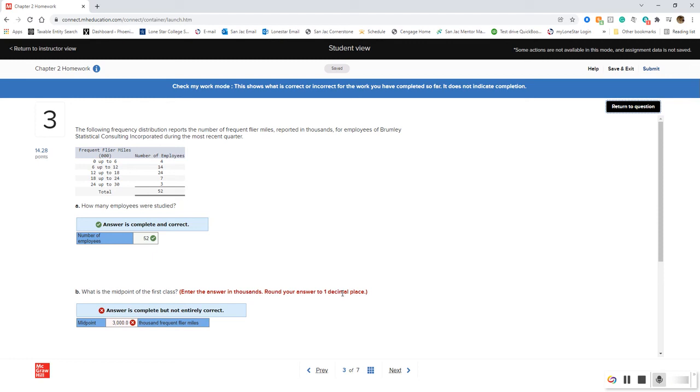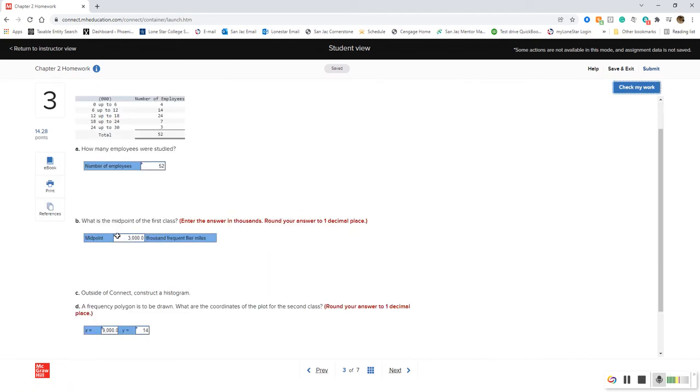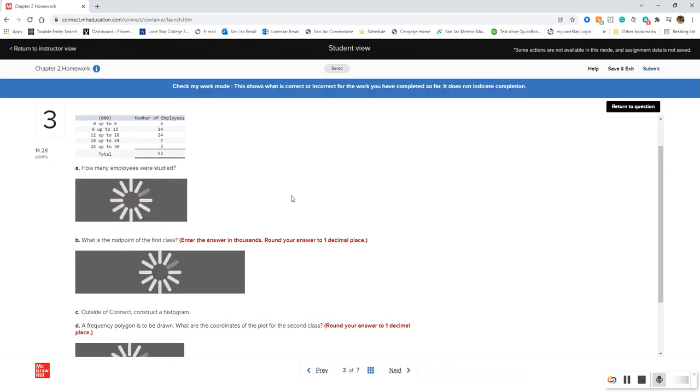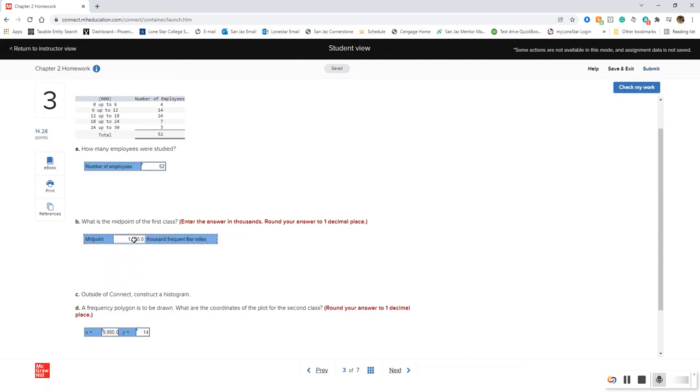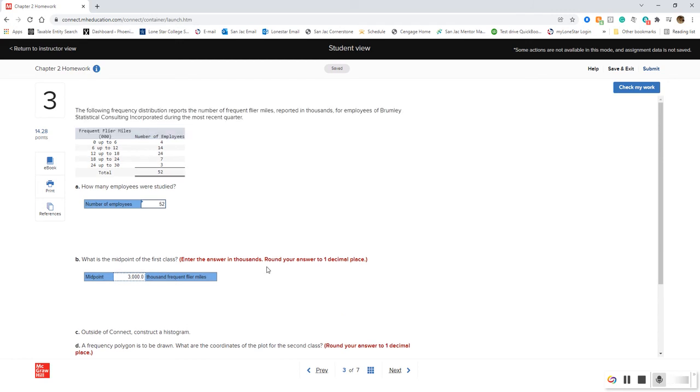I think there is a mistake right there. Yeah. Something's not right. Did I add too many zeros? No? It said enter the answer in thousands. Round your answer to the nearest 1 decimal place. Well, 3,000 would be the big one. Let's see if we just put 3.